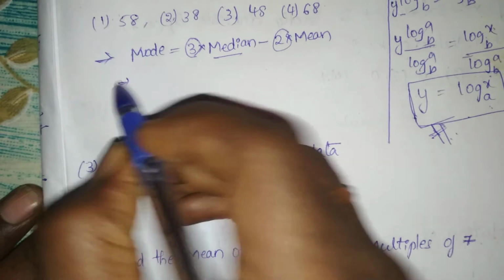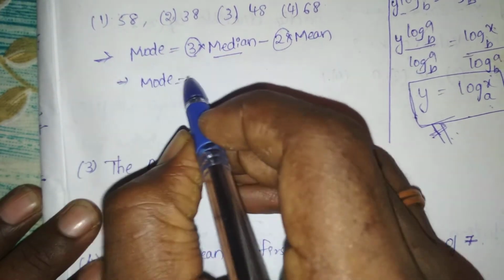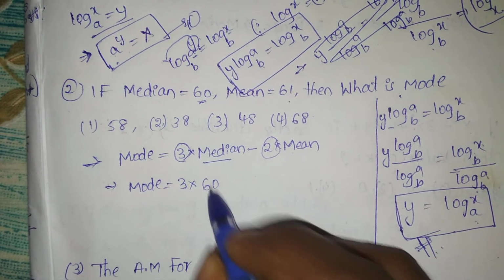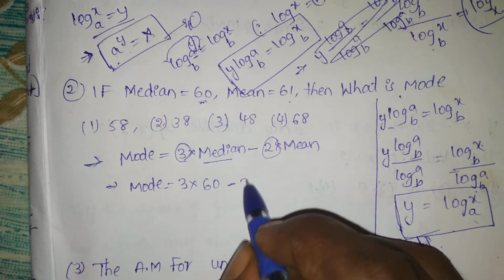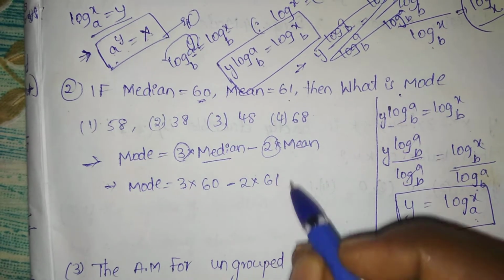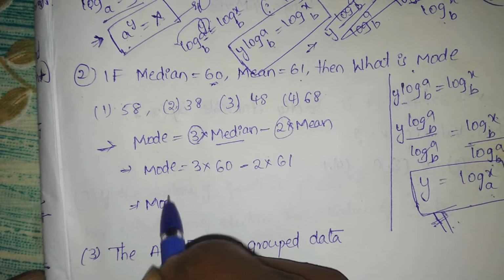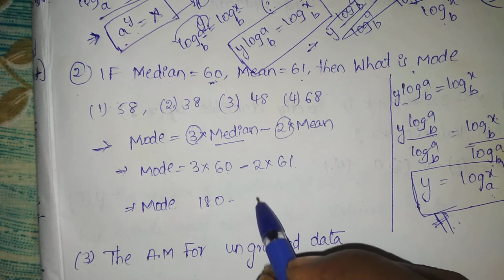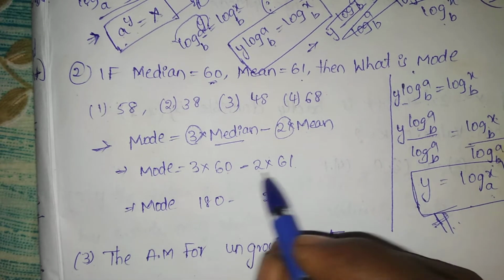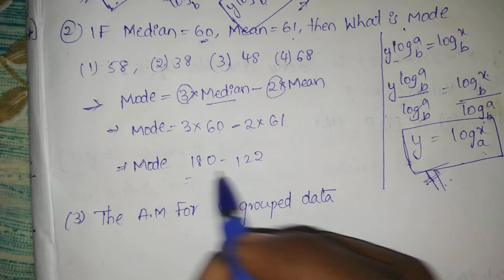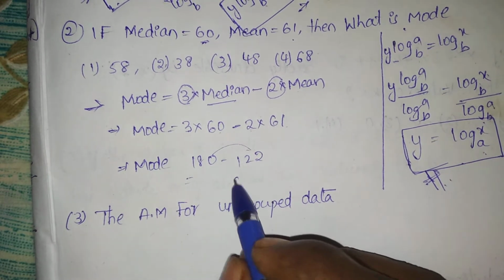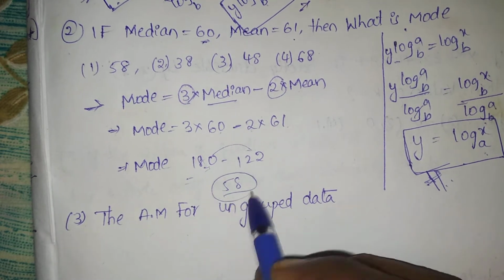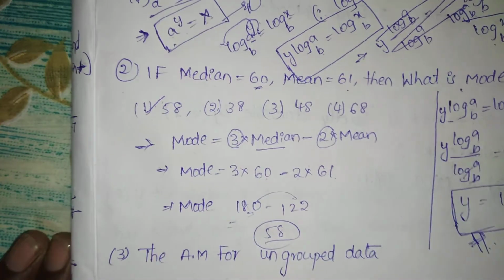Mode is equal to 3 multiplied with, here in the question, 60, minus 2 into mean. What is the mean? 61. That gives 3 sixes are 18, minus 2 ones are 2, minus 2 sixes are 12. That gives 180 minus 122, which is 58. The answer is 58.